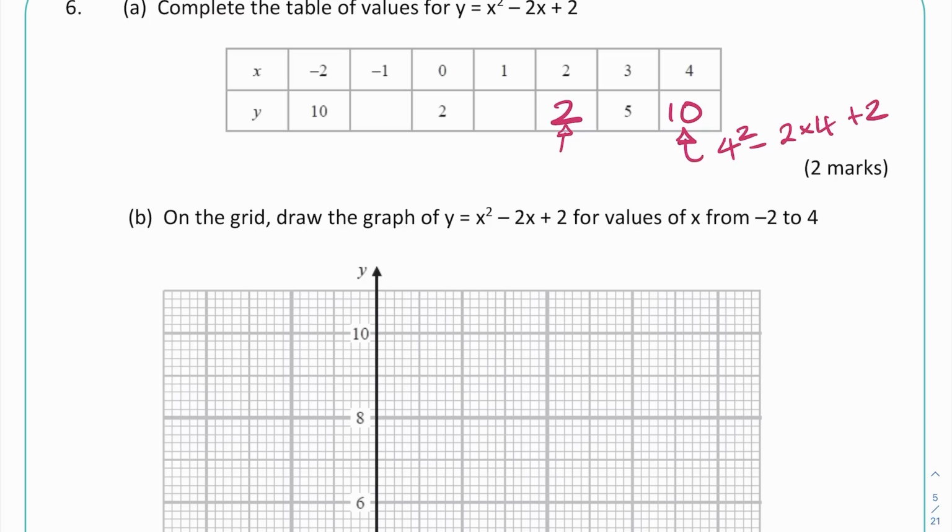So just swapping the 2s for a 1, and I get the answer 1. And you can probably see there's a bit of a pattern here. You can see either side of the 1, we have a 2, and either side of that, we have a 5. We're likely going to have a 5 just here.